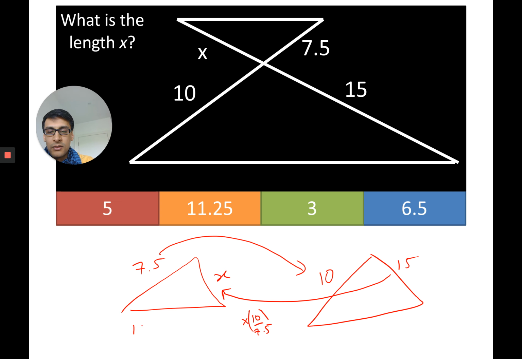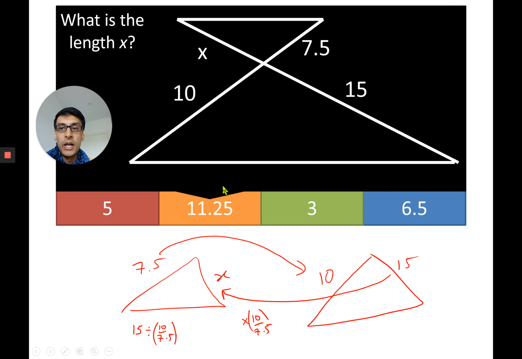So 15 divided by 10 over 7.5. Now I could just change that into a multiplication and do multiplying by the reciprocal. So 15 times 7.5 divided by 10, I should get 11.25. And that's hopefully what you got as well.